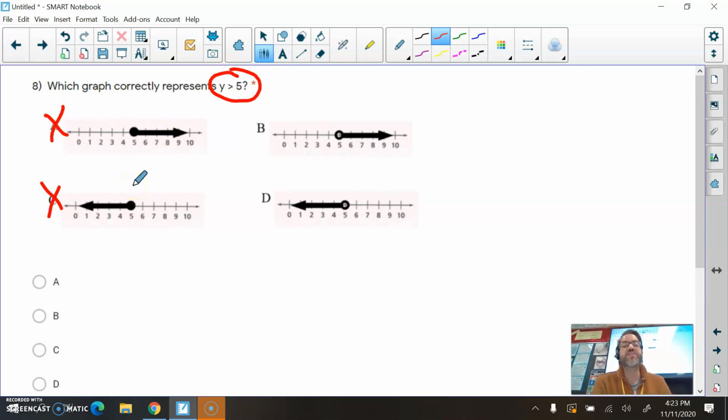All right, so if y is greater than 5, both of these have a circle at 5, but the one that is showing values greater than 5 is B. Okay, D is showing the values that are less than 5. So it's definitely B. Y is greater than 5. We need an open circle because 5 is not included in the solution set. There's no equal. And then everything to the right are the greater than values.